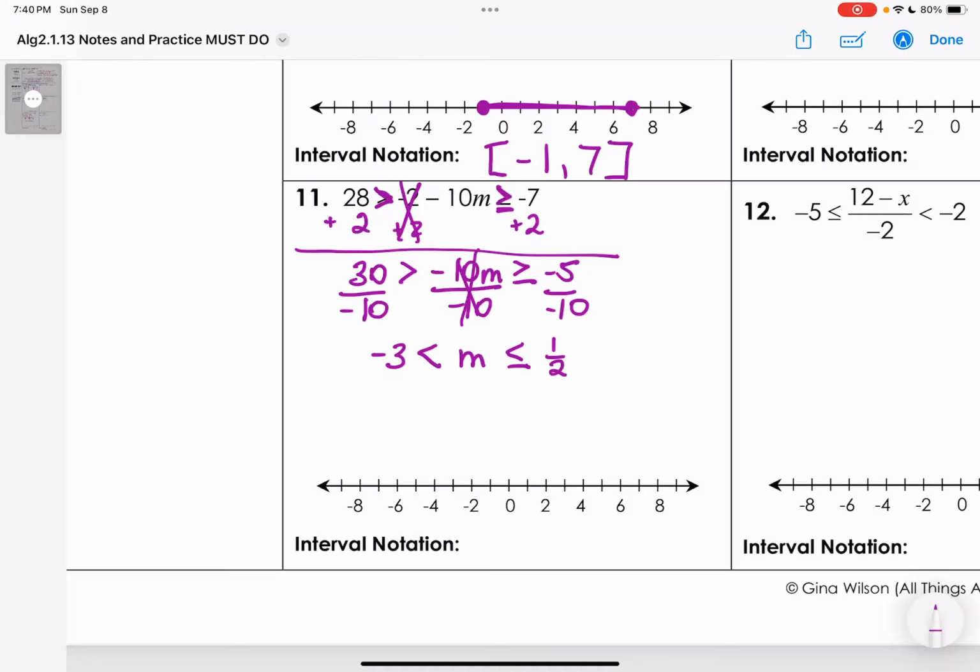So then m is going to be greater than -3, open, and less than 1/2, closed. So open for -3, closed for 1/2.